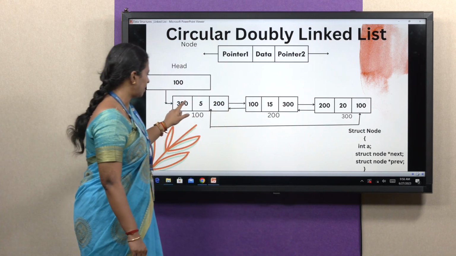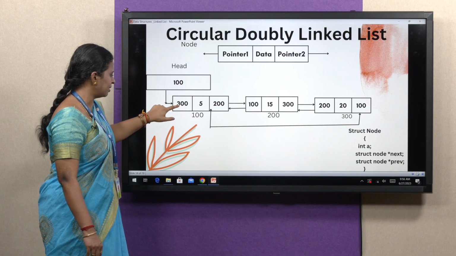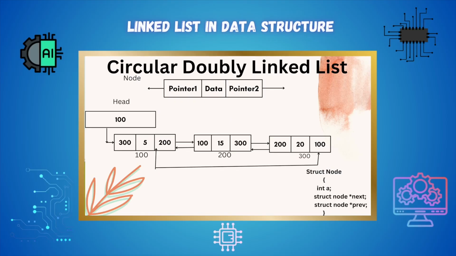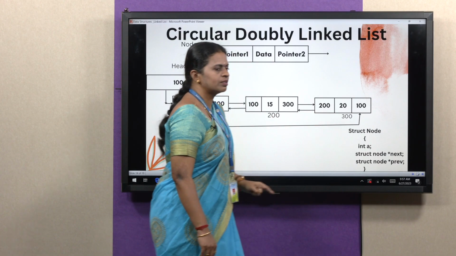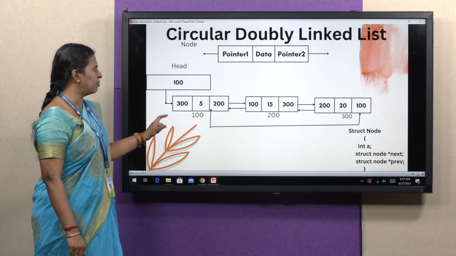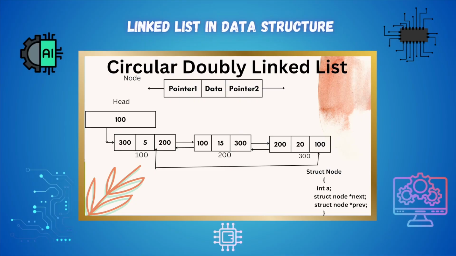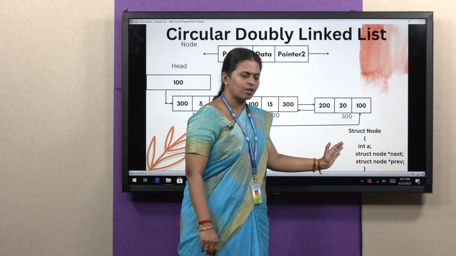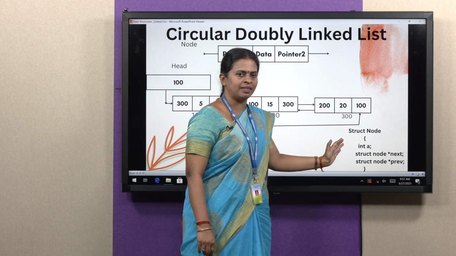This is your pointer 1. This address will be the last node's address, and here we will store the first node's address. The last node's pointer 2 is the first node's address, right? So the circular doubly linked list is a combination of both circular linked list and doubly linked list. This is the definition for a circular doubly linked list, which is the same as a doubly linked list, right?